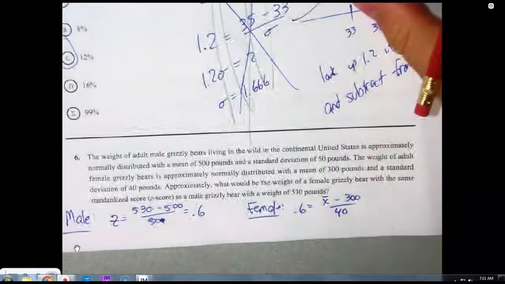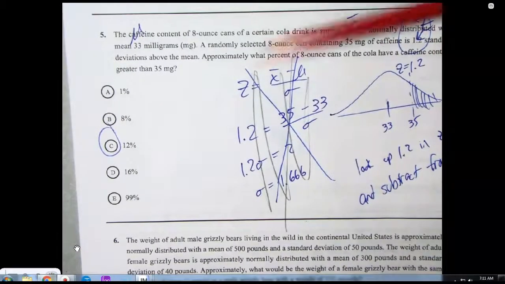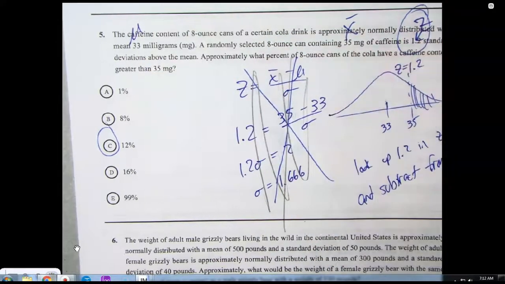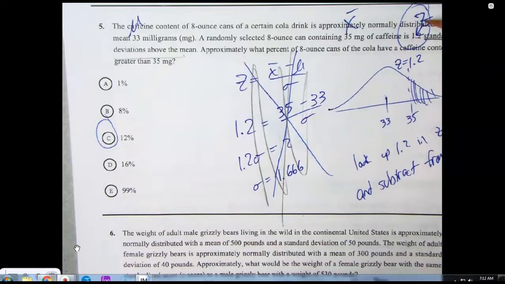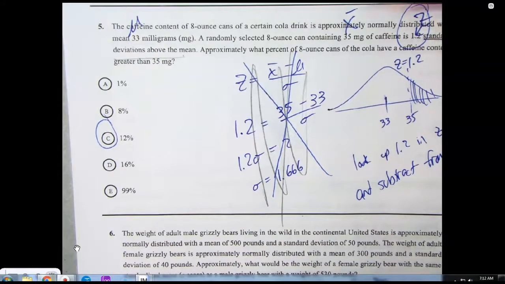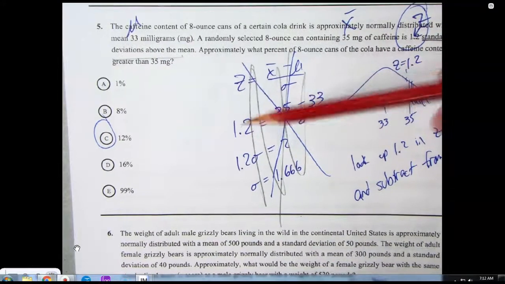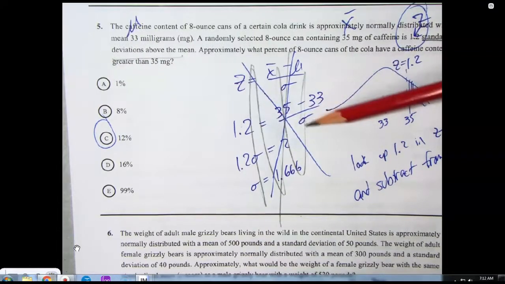Number 5, don't do this. This is garbage. I started to do way more work than I needed. So they gave me the z-score. First of all, 1.2 standard deviations above the mean. A few people I talked to were thinking that meant the standard deviation was 1.2, but it's really 1.2 standard deviations above the mean. This is your definition of a z-score. So they're giving you the z-score, not the standard deviation. I was like, oh, I know z-score, I know x bar, I know mu, I'm probably supposed to find the standard deviation, but they don't care about the standard deviation, so I was doing way too much work.